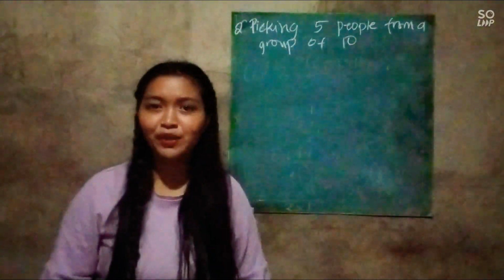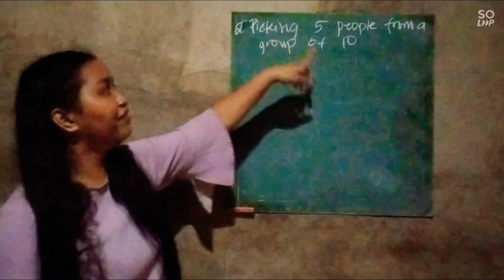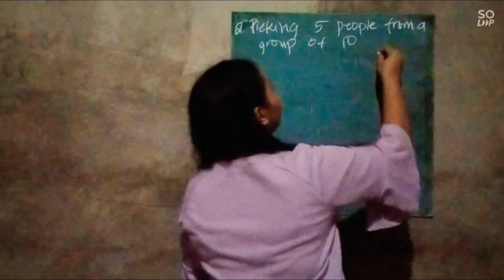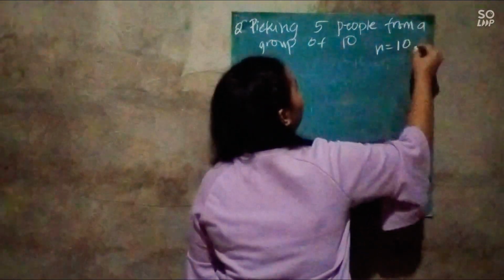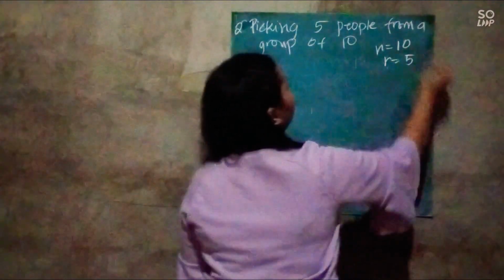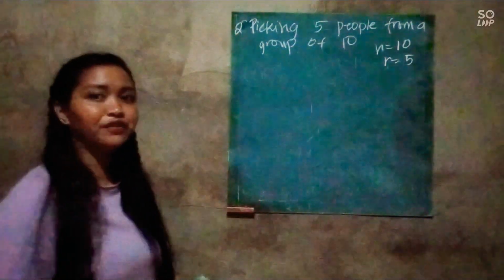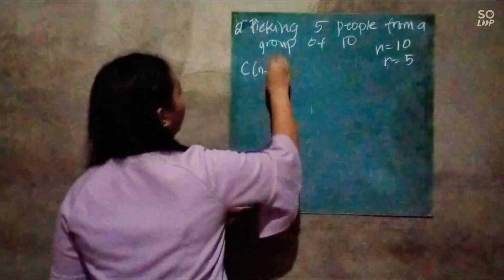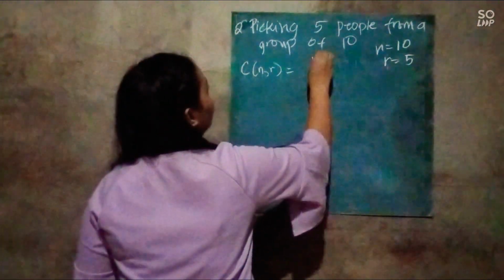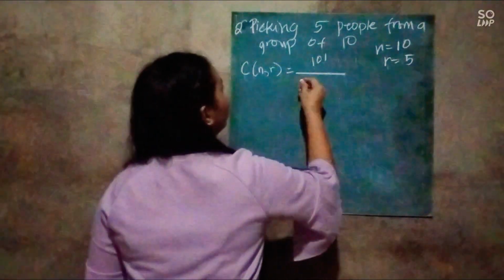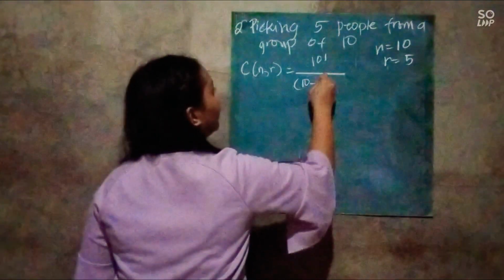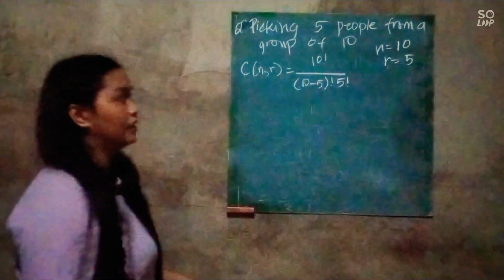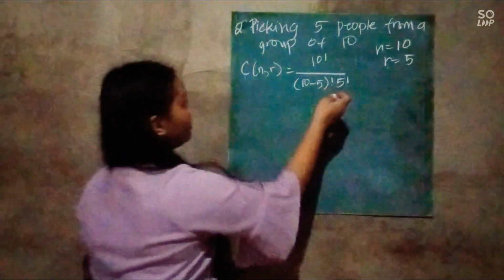So another example is this one. Picking 5 people from a group of 10. So from here, we have a given of n is equal to 10 and r is equal to 5. So using the formula of combination, we have 10 factorial over 10 minus 5 factorial times 5 factorial. So, subtract this one.